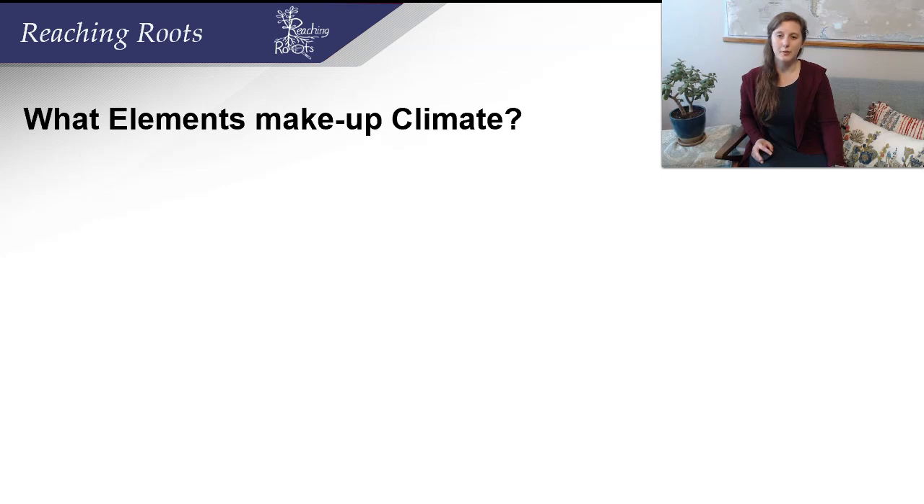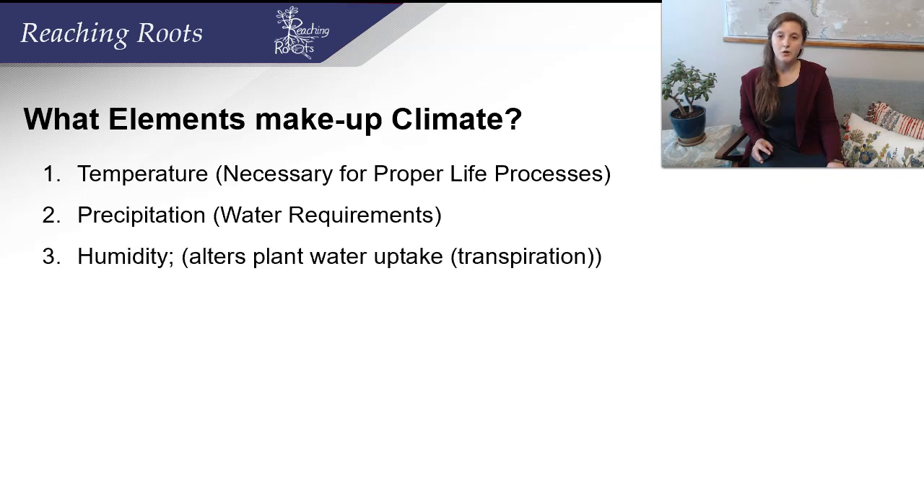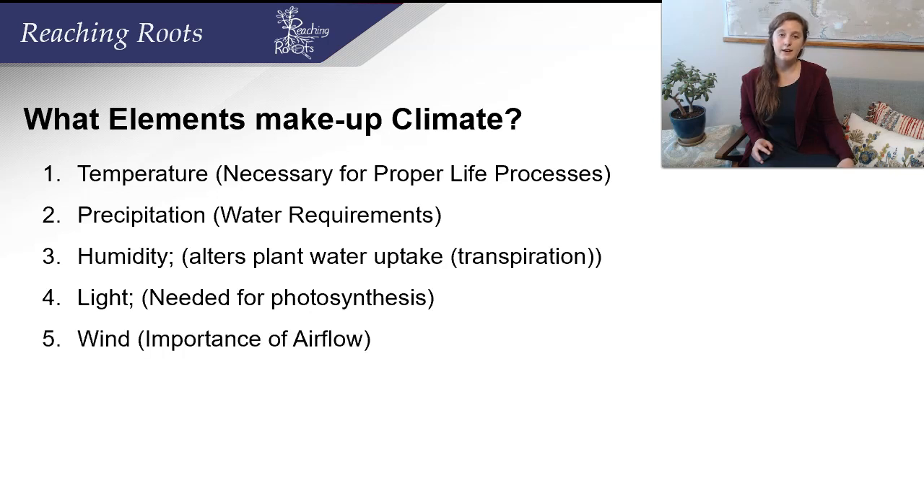So what elements make up climate? These are really the ones that we were talking about when we were looking at the three photos. Temperature, which is necessary for proper life processes. Precipitation, plants need water. Humidity, which alters the amount of water that plants use, or the transpiration, which is water movement through plants. Light is also different in different climates, which is important because different plants require a different amount of light for photosynthesis. And the last one is wind, which is important for airflow and can also affect temperature.